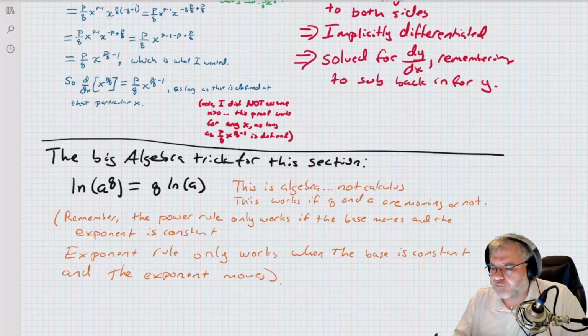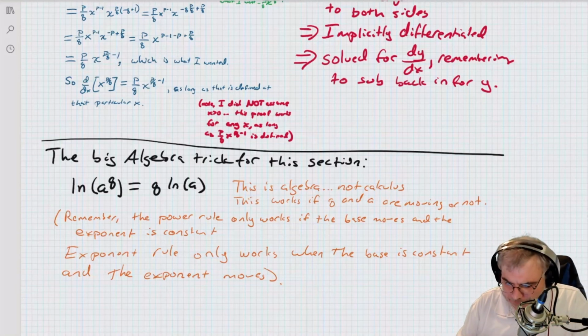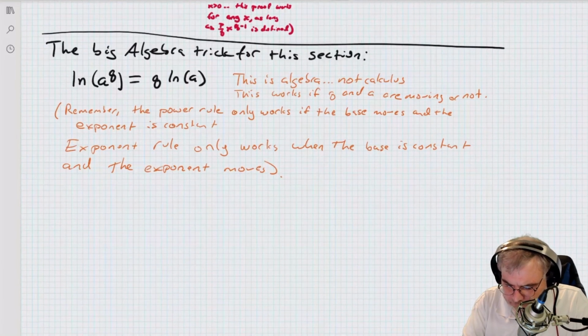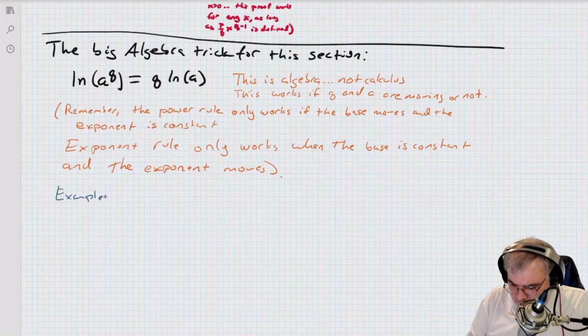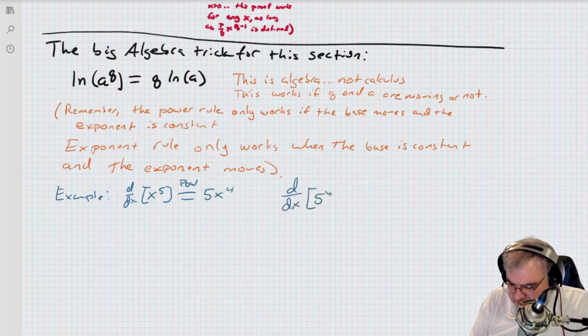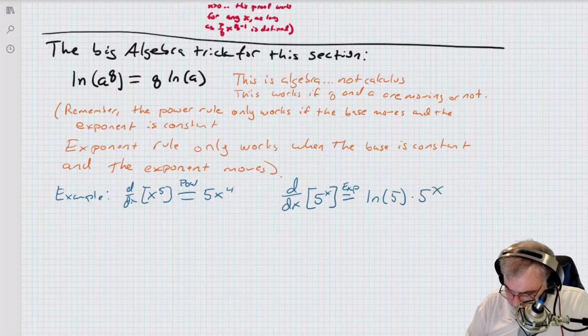So, for example, let's look at an example of this. d over dx of x to the fifth equals, by the power rule, 5x to the fourth. d over dx of 5 to the x equals, by the exponent rule, the log of 5 times 5 to the x.